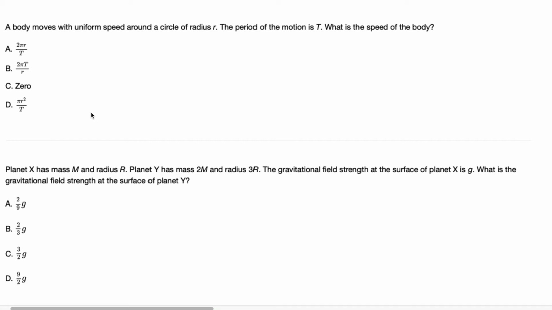A body moves with uniform speed around a circle of radius r. The period of the motion is t. What is the speed of the body? Speed is equal to 2 pi r over t, where t stands for the period of the motion and r is the radius. So A is going to be the answer.